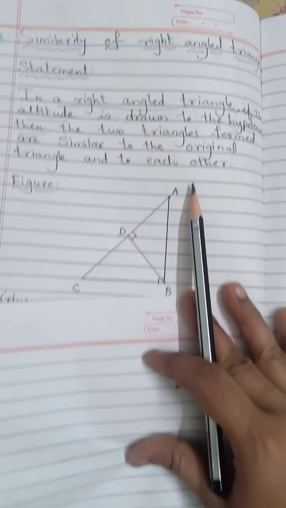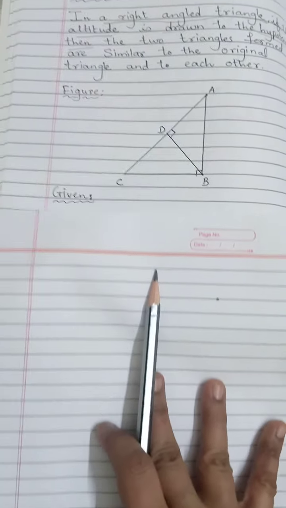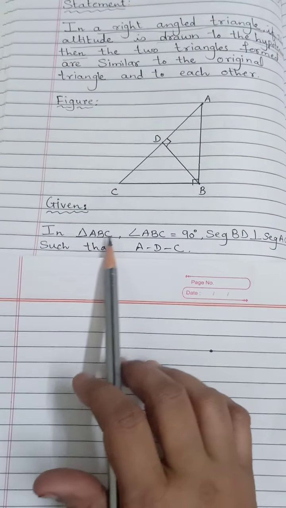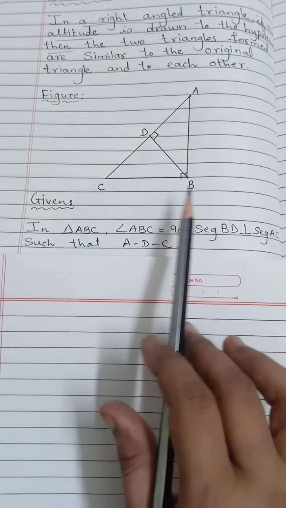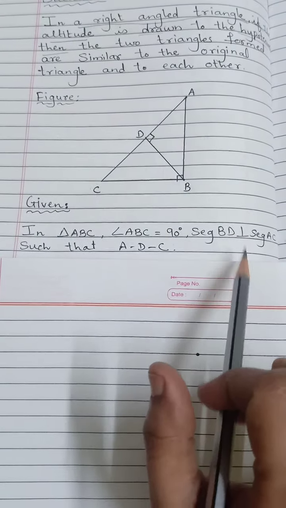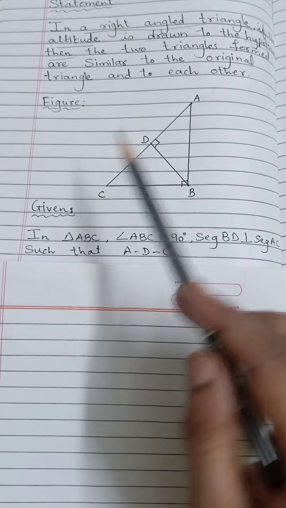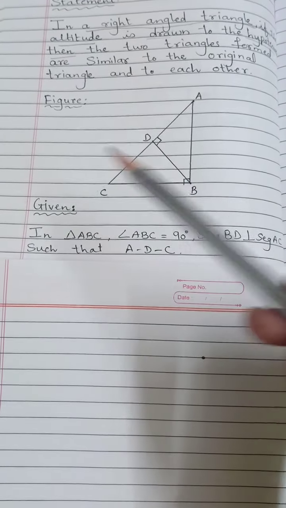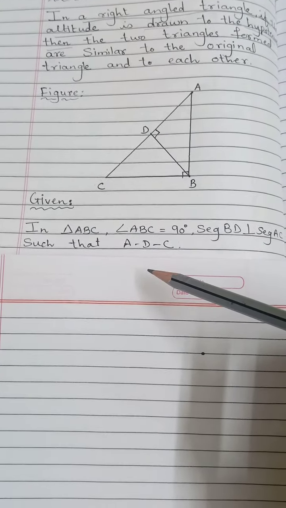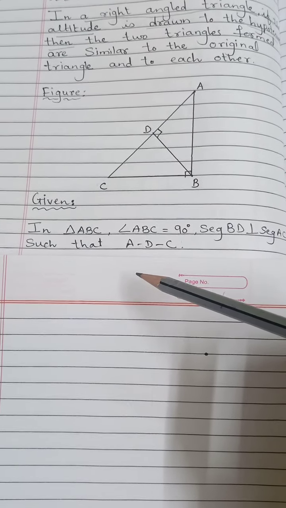Now we'll see the statement for given. In triangle ABC, angle ABC is 90 degree. Segment BD is perpendicular on segment AC. You can write hypotenuse or segment, both are the same, such that A-D-C. So till here we have completed. After given, we have to write to prove.